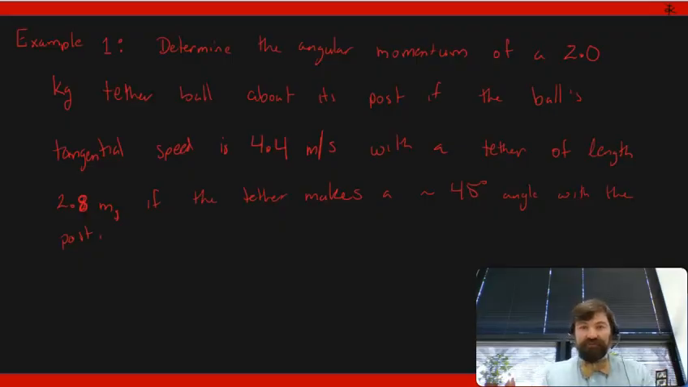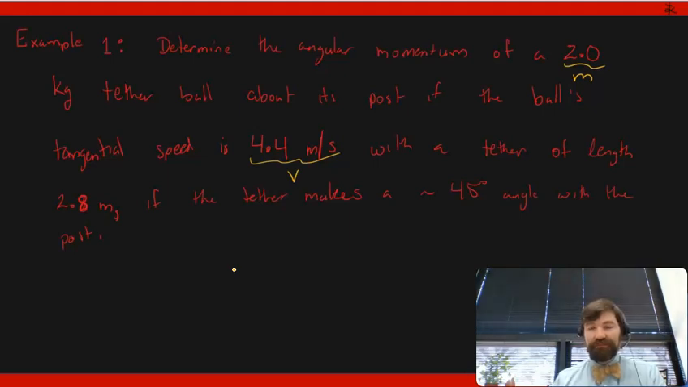For our first example, we want to know what the angular momentum is for a tether ball about its post if the ball's tangential speed is 4.4 meters per second. So this right here would be your V, this right here would be M, and then you have a tether of length 2.8 meters, with the tether making a 45-degree angle with the post. So in some sense, this is the theta for your sine theta, and this right here is the R for that cross product.